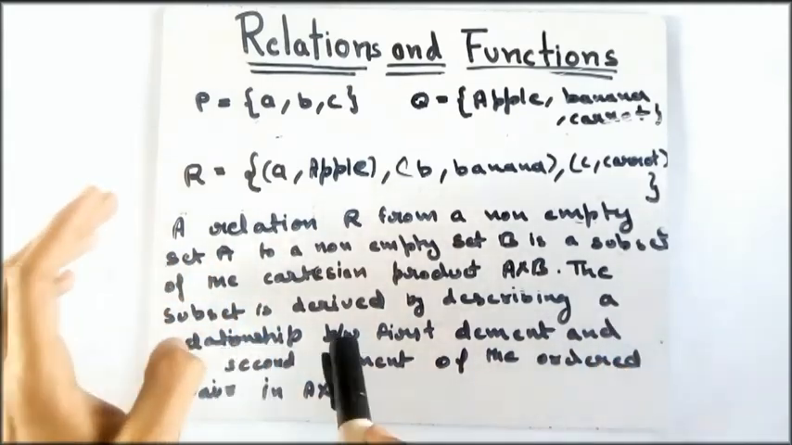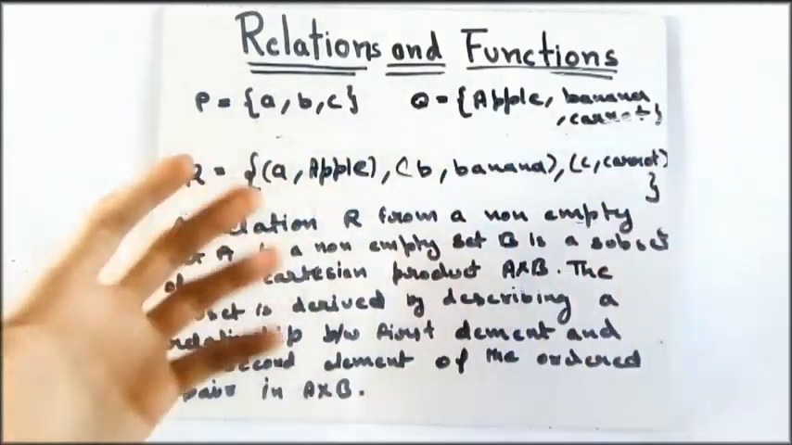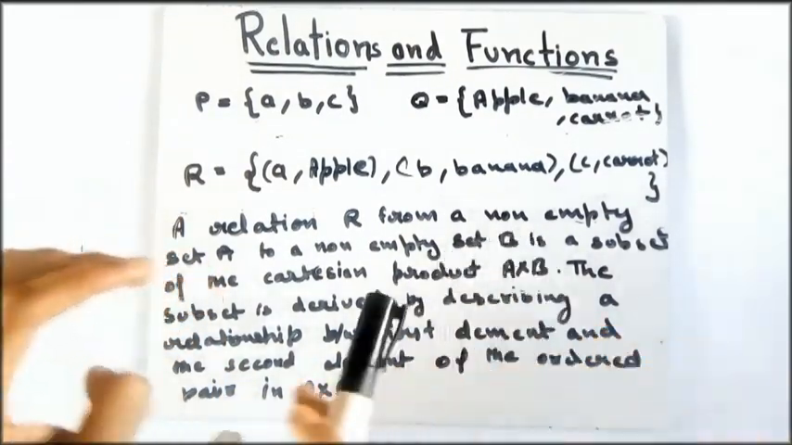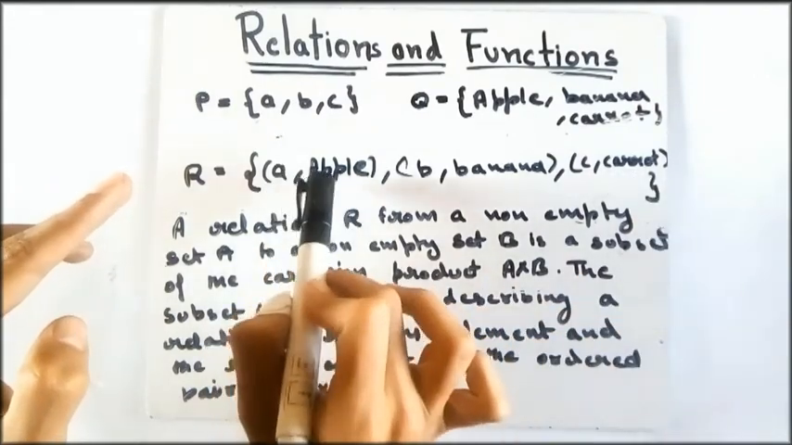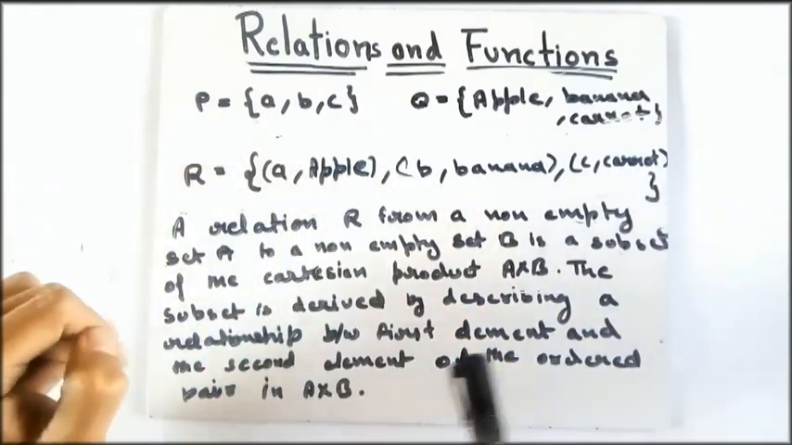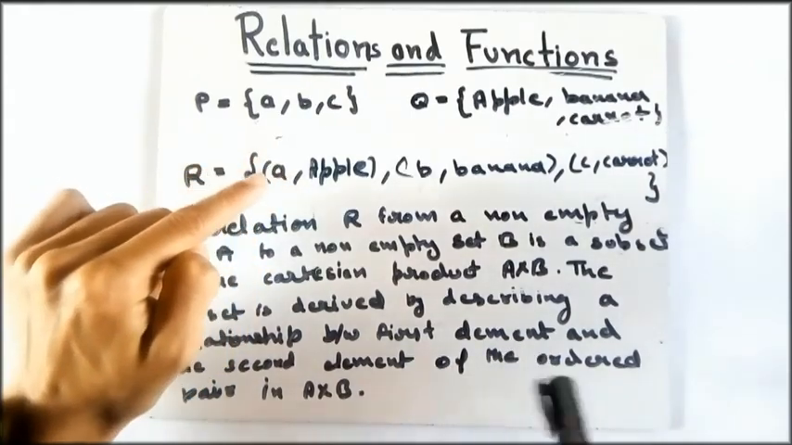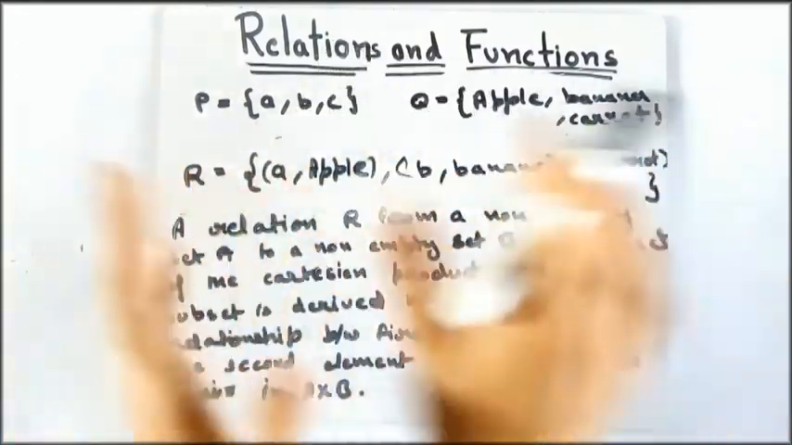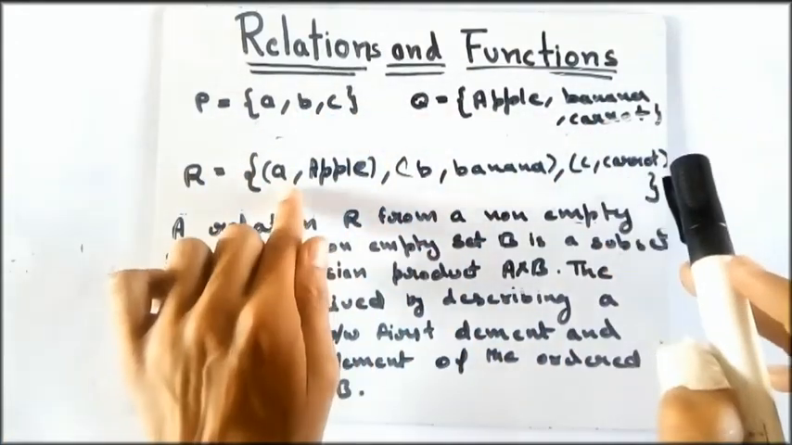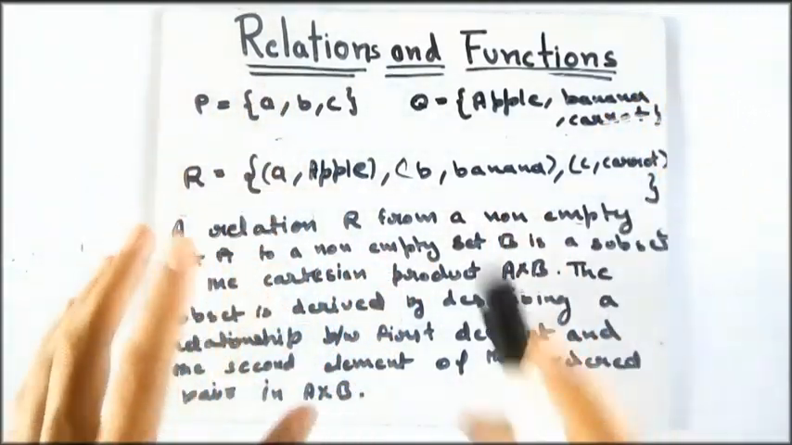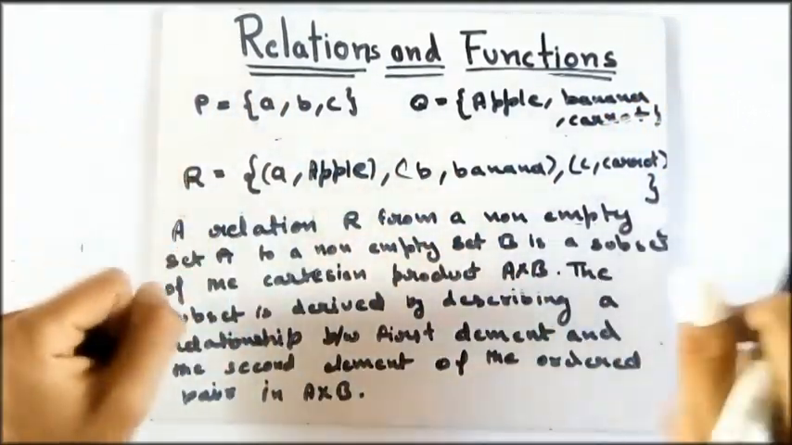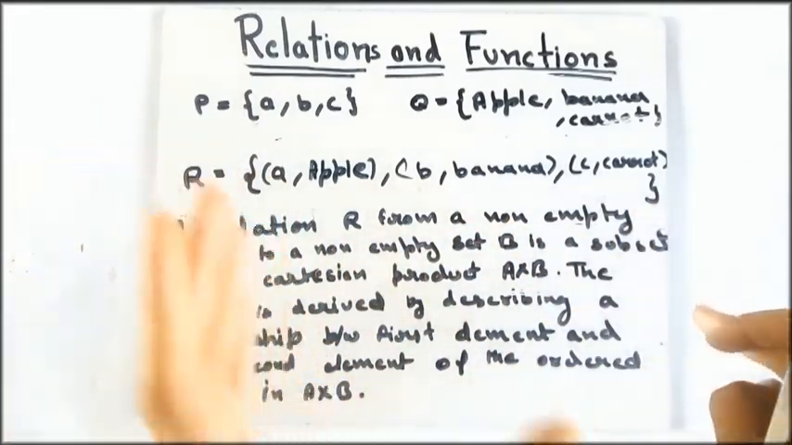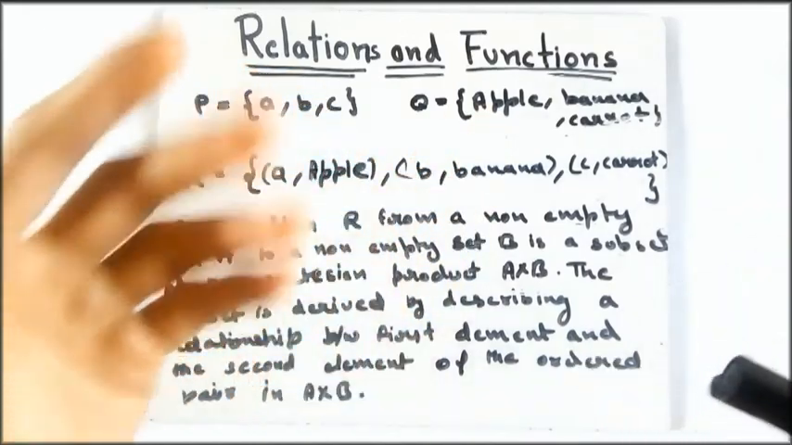The subset is described. Now how we extracted this subset is described by describing a relationship. We described a relationship that this should be the same between the first element and the second element of the ordered pair in A and B, that means the pairs are ordered in a specific order. We described a relationship and extracted this thing, and this is a relation. This is basically the definition of relation, and this is what you have to write when you are asked in a test or exam what a relation is.